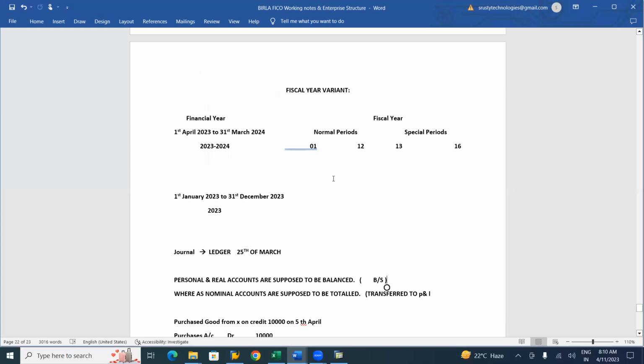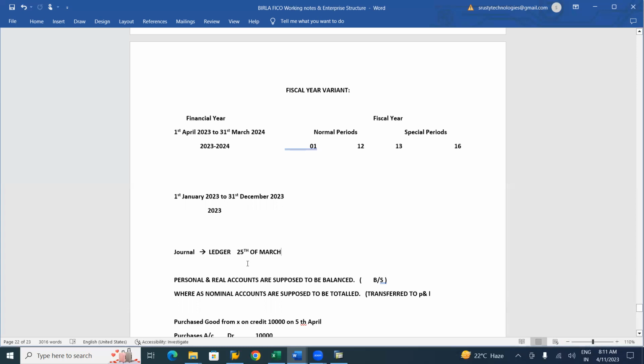Okay. So here we are closing the books. Whenever we total the nominal accounts and balance the real and personal accounts in our ledger, what does it mean? We are closing the books partially for that particular year. On which day are we closing? Not the 31st. We are closing on 25th March.